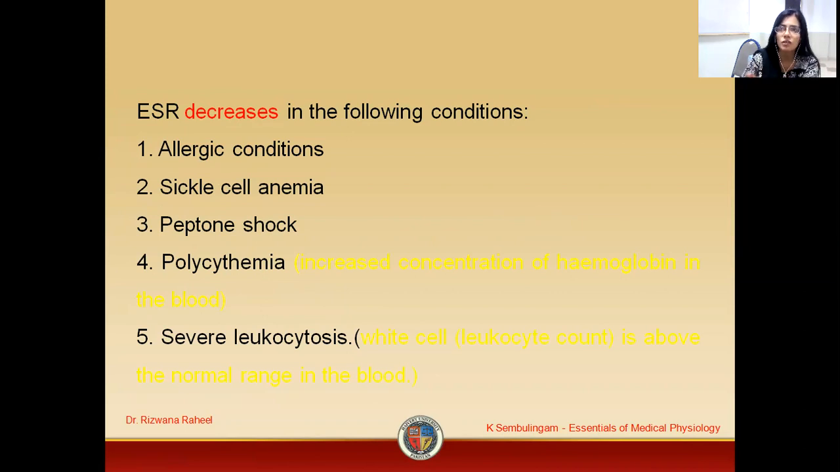Whenever there is a partial hydrolysis of protein, there will be production of peptones. In case of polycythemia, there will also be a decreased ESR level. What is polycythemia? In polycythemia, there is increased concentration of hemoglobin in the blood. Then there is leukocytosis. Leukocytosis is the condition in which the white blood cell count is above the normal range in the blood. So, all these five conditions may result in a decrease in the level of ESR.